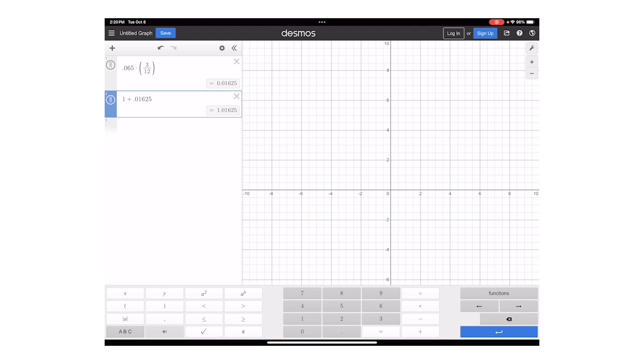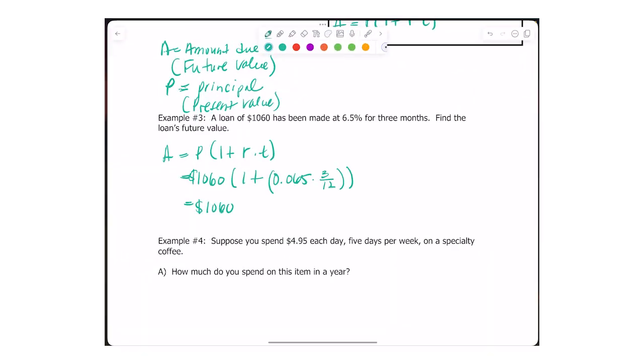You want to work inner to outer. So just look at what I multiplied first. I multiplied the rate and time first and got 0.01625. Then I added it to the 1. Okay, so the inside, in other words, is going to give me 1.01625.